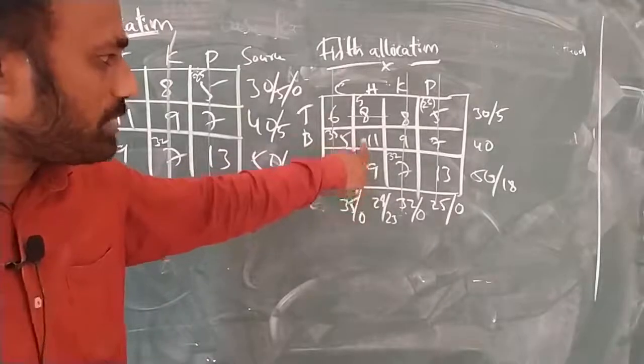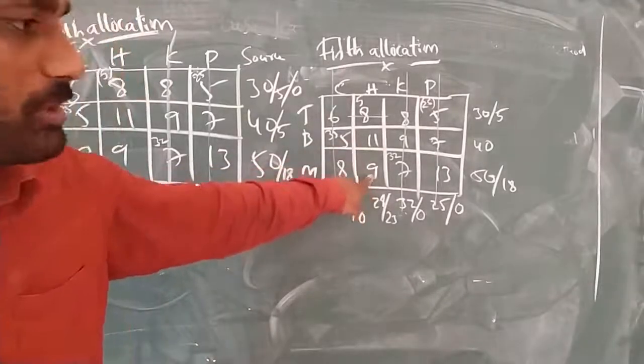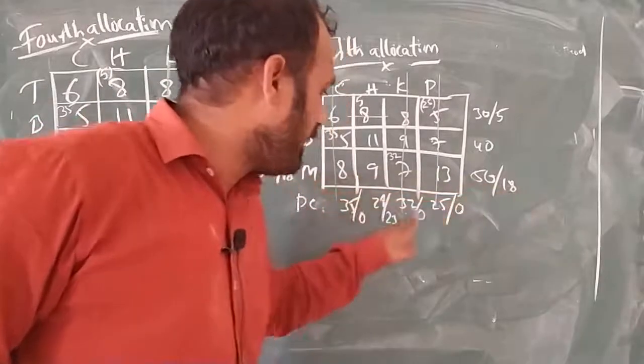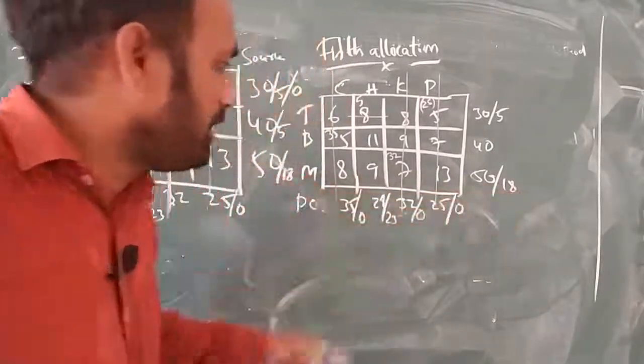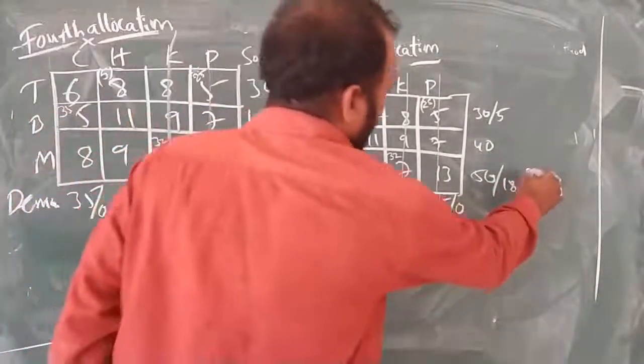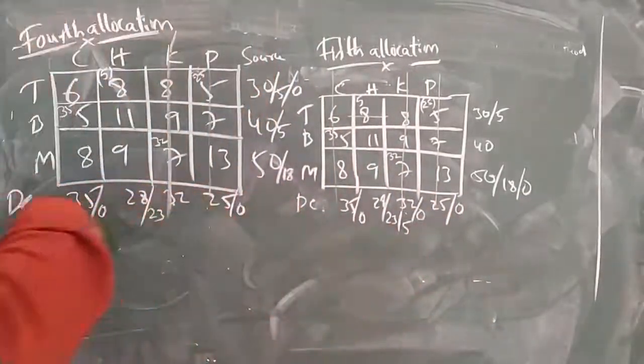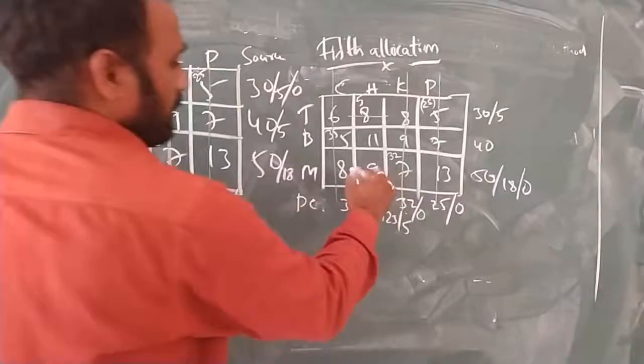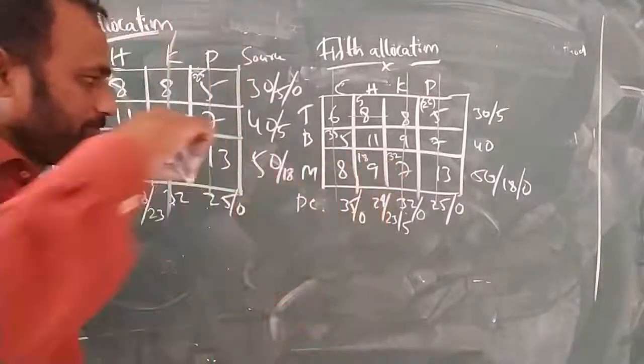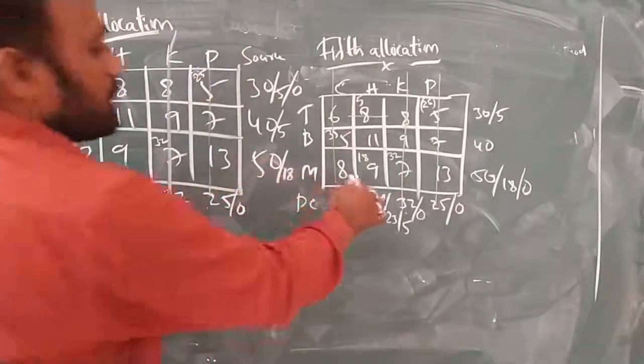11 and 9, what is the smallest value? 9 is the smallest value. What values does 9 have here? 18 and 23. What is the smallest value? 18. 18 minus 18 will be 0, and 23 minus 18 will be 5. Since I am subtracting 18, I will write 18 here. So this is also deleted.